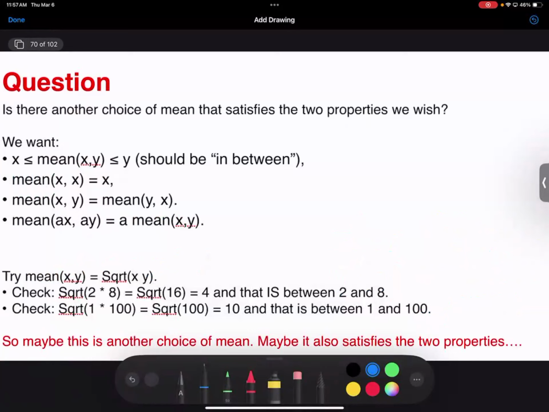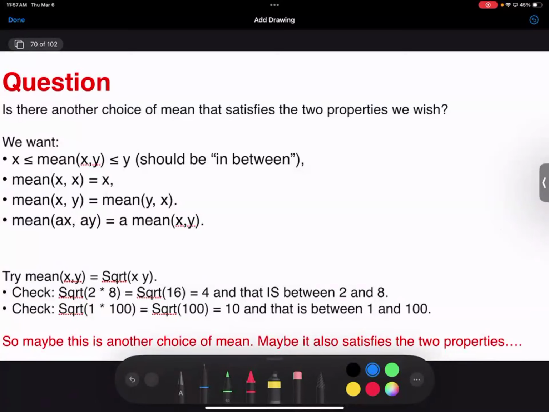So if we take the square root of 2 and 8, these numbers were not chosen randomly. I want numbers where I can do nice square roots. You get the square root of 16, which is 4, and that is clearly between 2 and 8. The square root of 1 and 100 is 10, and that's between 1 and 100.